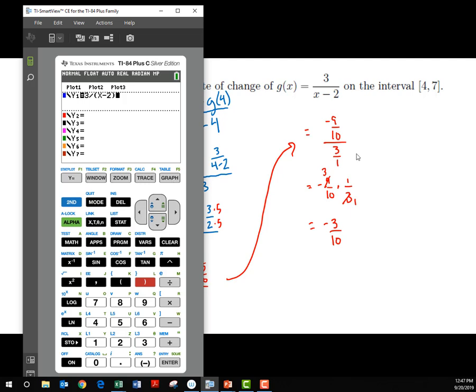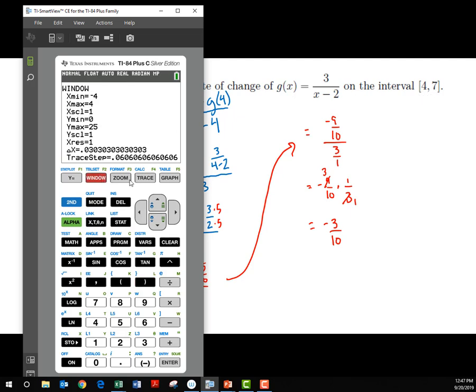Okay. Now we're on the interval 4 to 7. So let's go ahead and just go to our window and adjust that immediately. So maybe we go from a minimum x of 3 to a maximum of 8. And then I'm guessing that these y values aren't going to be pertinent anymore. Right now we're going from 0 to 25 from our last example.